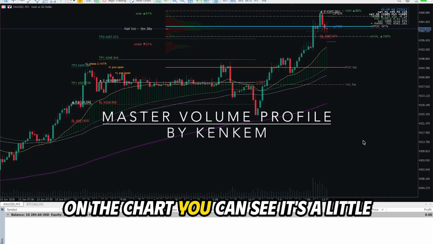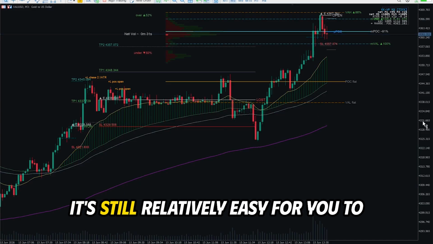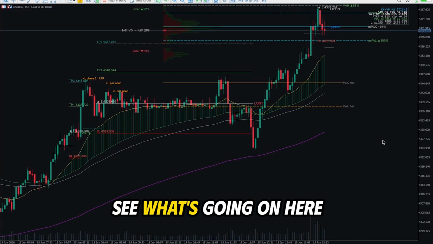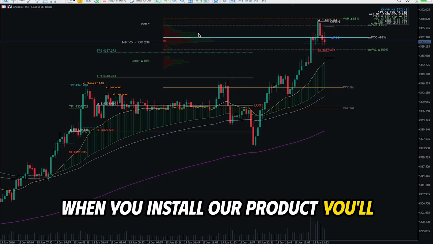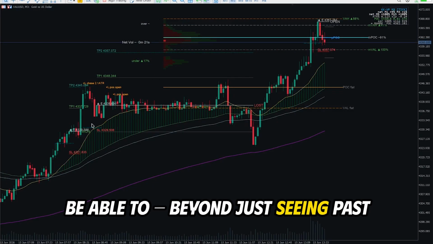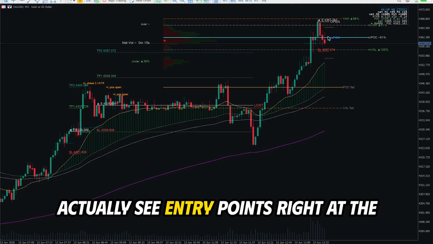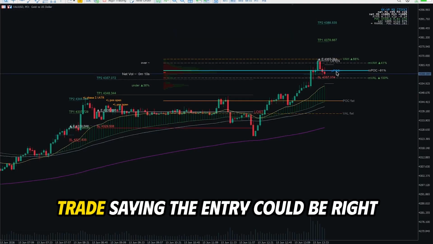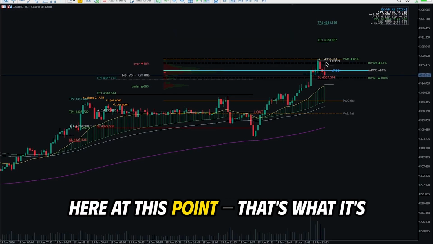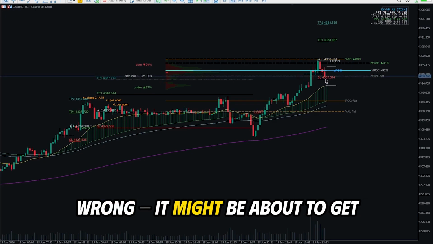On the chart, you can see it's a little small, but hopefully it's still relatively easy for you to see what's going on here. When you install our product, beyond just seeing tasks and entry points it detected, you'll actually see right at the current moment in real time. For example, the bot might be guiding a trade, saying the entry could be right here at this point, that support could be right here.